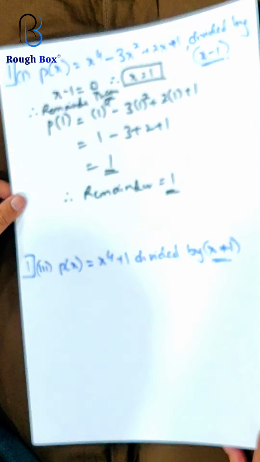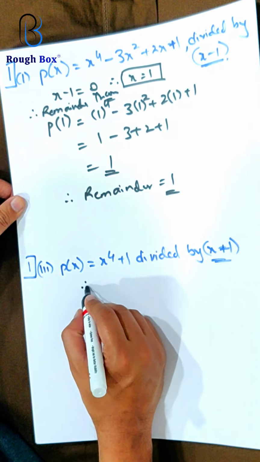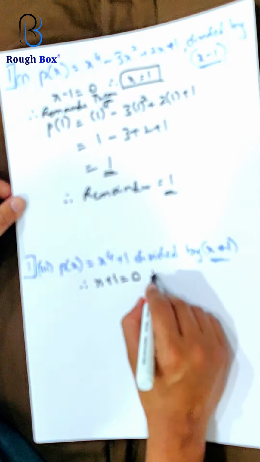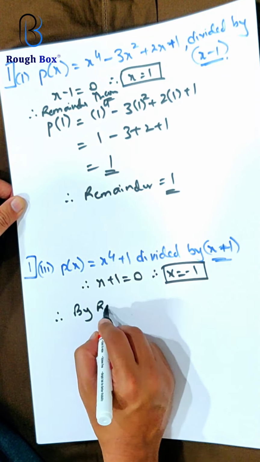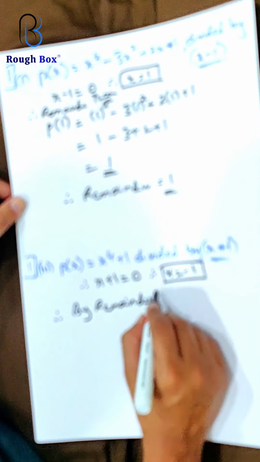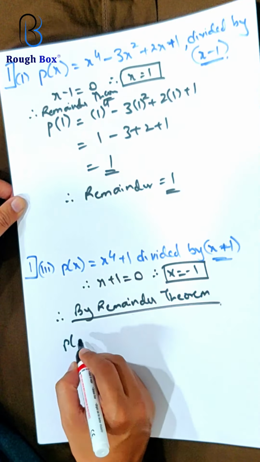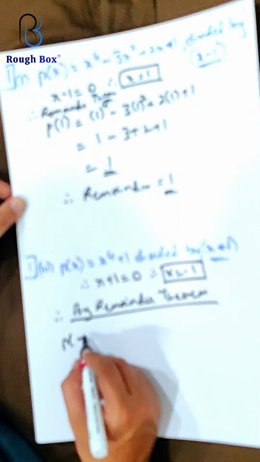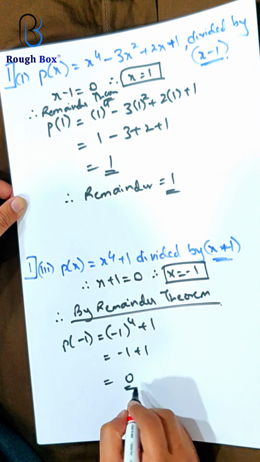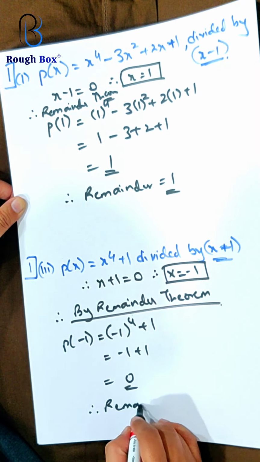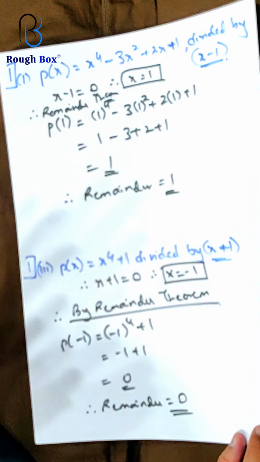Let's try one more with proper systematic method. X plus 1 we are trying to divide for this. So you will say therefore x plus 1 equals 0. So therefore x is equal to minus 1. So you say therefore by remainder theorem. So let's see remainder theorem, what remainder do we get? So p of x, instead of that I am putting minus 1. So minus 1 raised to 4 plus 1, minus 1 plus 1 is 0. So I'll say therefore remainder is equal to 0. Here they asked us to find the remainder, that's it, nothing else.